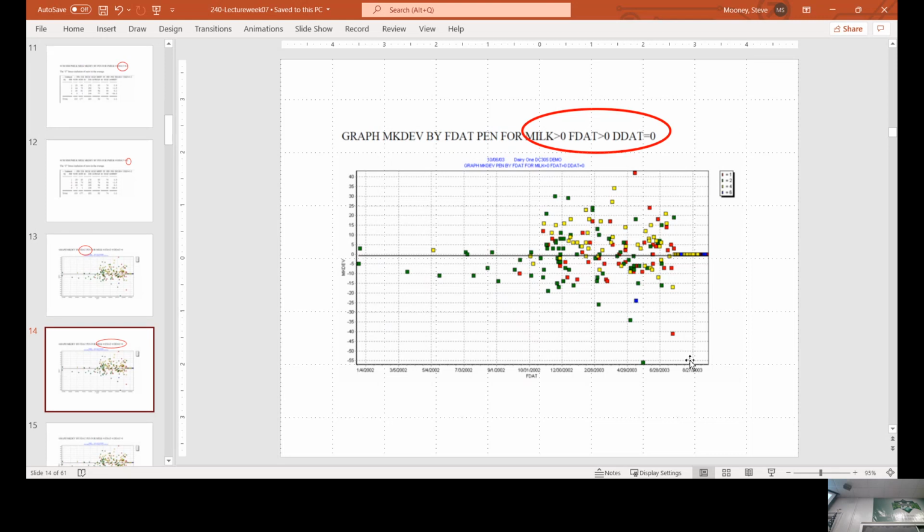So what does this tell us? Milk greater than 0, fresh date greater than 0, due date equals 0. What does that do for us?